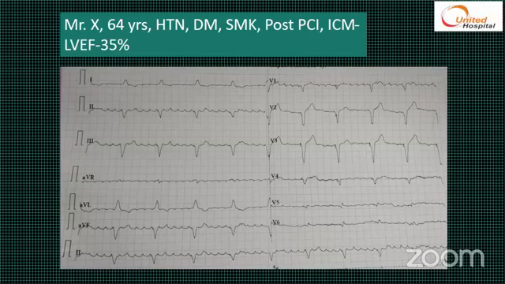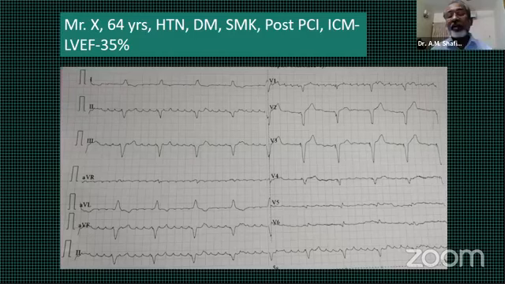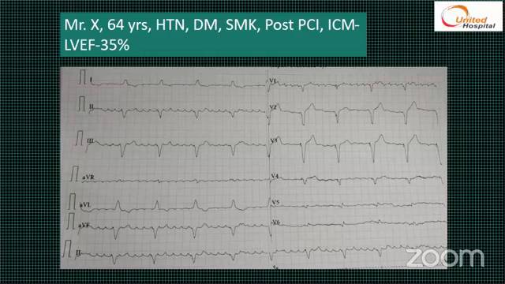Right. Okay. And what was the BNP level? BNP level was elevated. Probably it was 3,000 to 4,000, something like that. BNP was elevated. So, Rafiq sir, can you answer, sir? Do we need it for upgradation of the device?